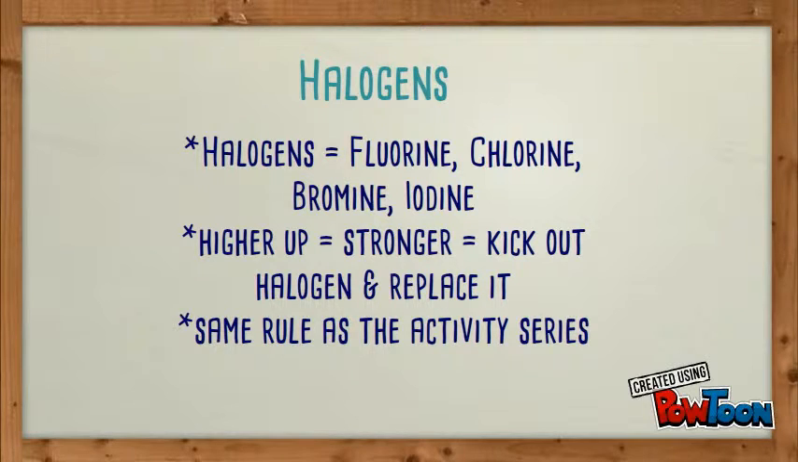Another thing I want to talk to you about is whenever you see a halogen in a single replacement reaction equation, you're going to refer to the halogen rule, which is, if a halogen is above another halogen in a column, then it can replace it, and if not, the rule does not apply, and it cannot replace. This is similar to the activity series chart.